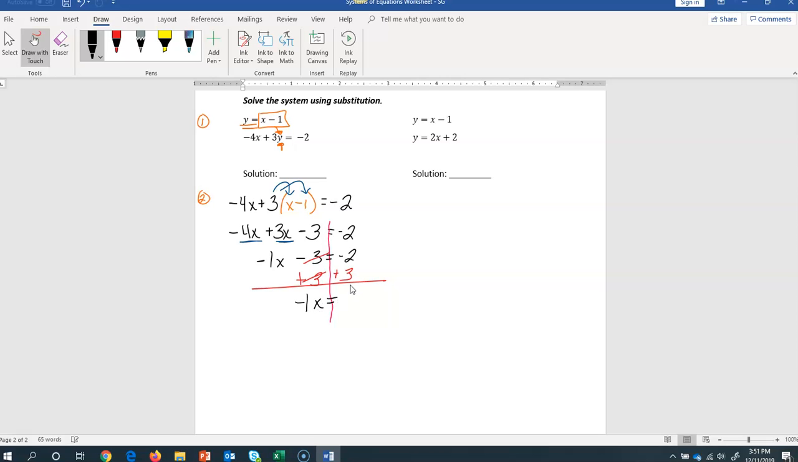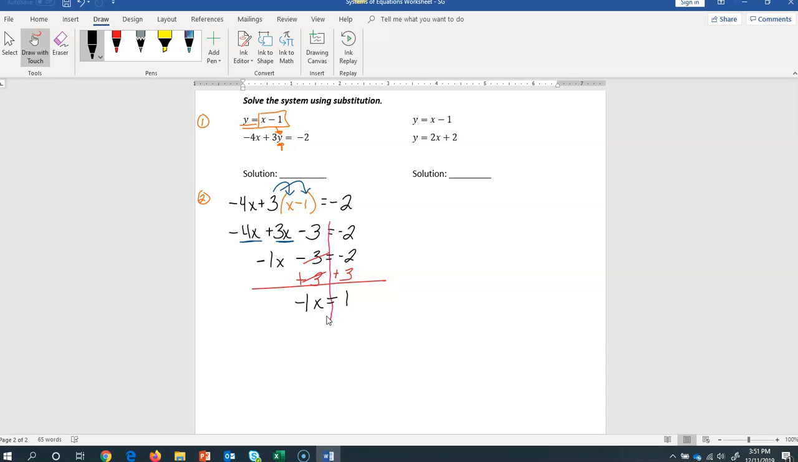And then on the other side, I have negative 2 plus 3. So again, I have that situation of the signs are different. So I subtract. So 3 minus 2 is 1. And then the sign of the larger number, well, 3 is bigger and it's the positive. So my answer is going to be a positive 1 there.